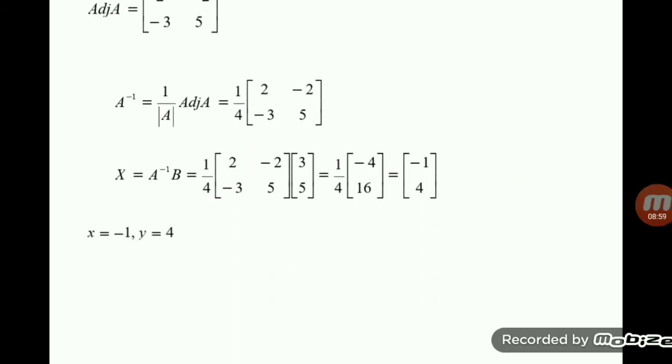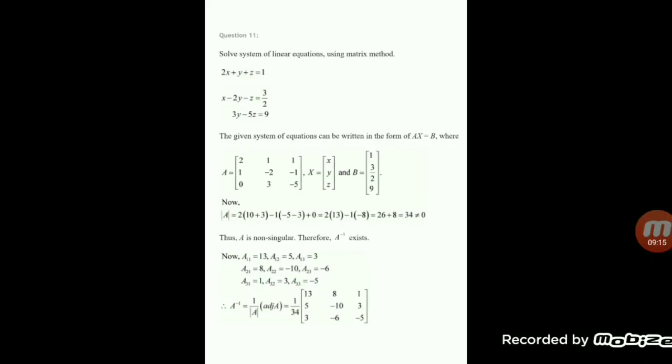Then x equal to what? X equal to A inverse B. You substitute A inverse, and after doing the product, you write down the result divided by 4, and we got minus 1 and 4. Comparing, we got x equal to minus 1 and y equal to 4. This is done, the calculation.